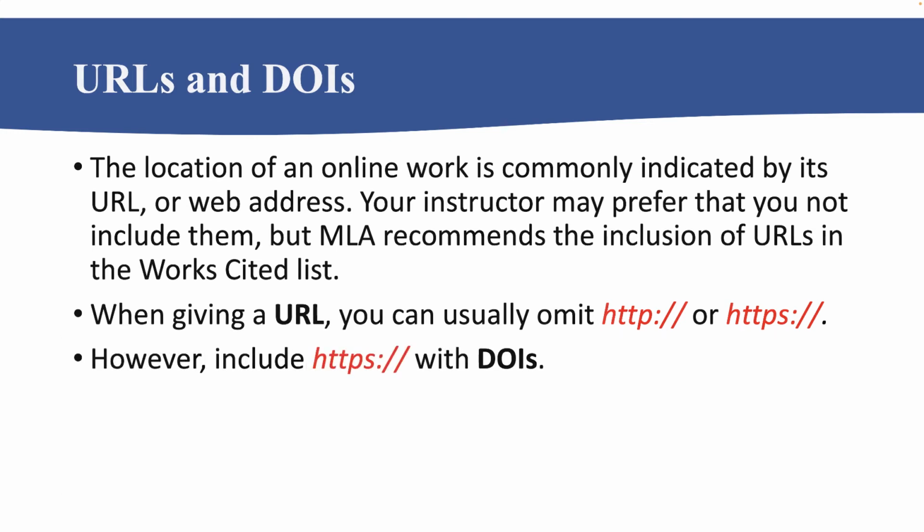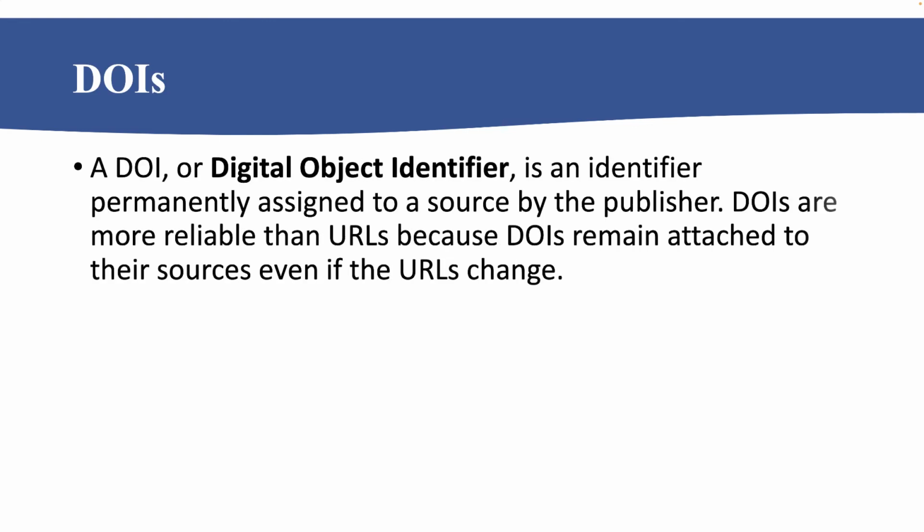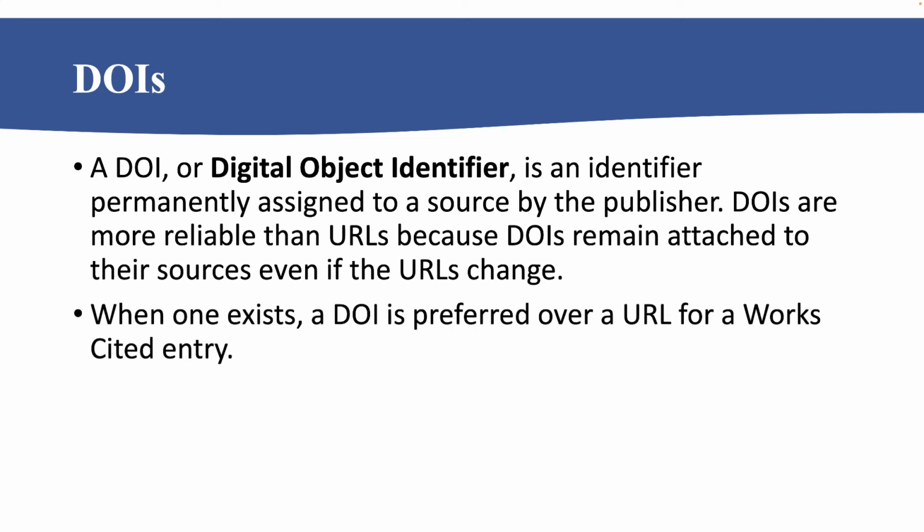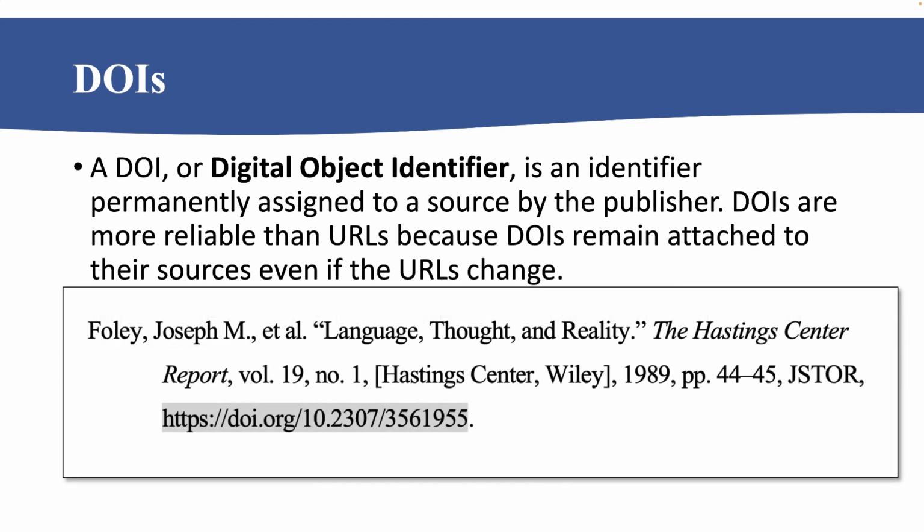However, we do include the HTTPS with DOIs. A DOI is a digital object identifier. It's permanently assigned to a source by the publisher. DOIs are more reliable than URLs because DOIs remain attached to their sources even if the URL changes. Think of it as a kind of ISBN number for online sources. When one exists, a DOI is always preferred over a URL for a works cited entry. So here we have the DOI, and notice that for the DOI, we in fact do use an HTTPS before it.